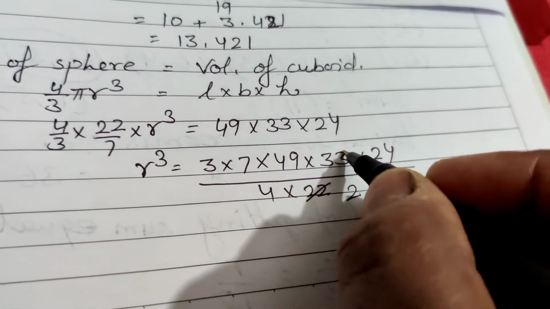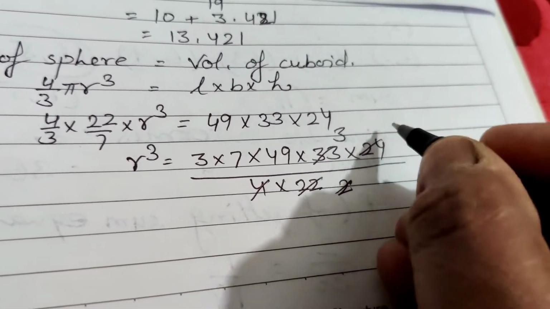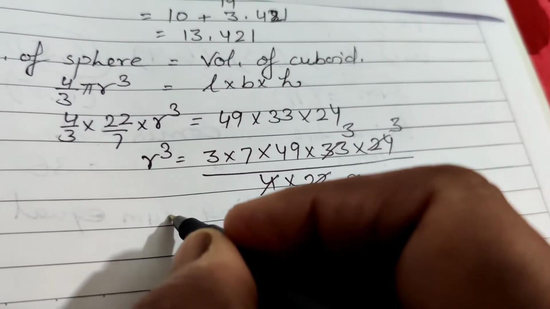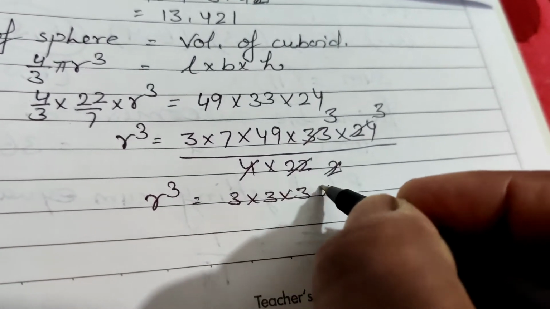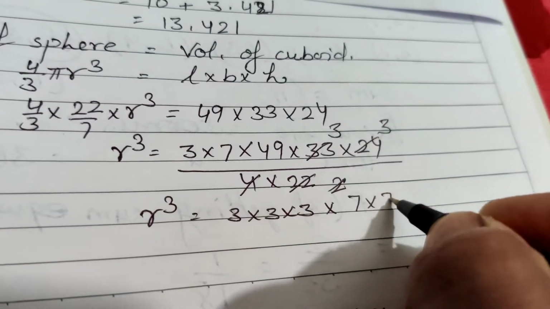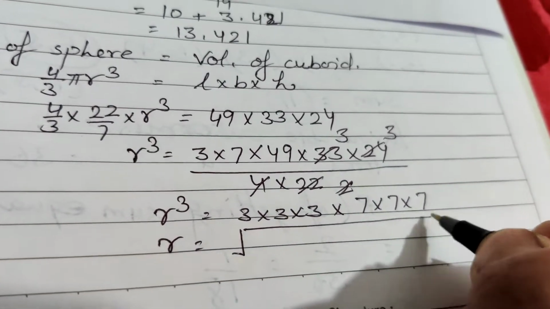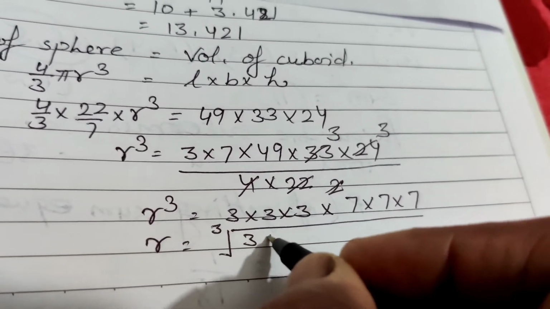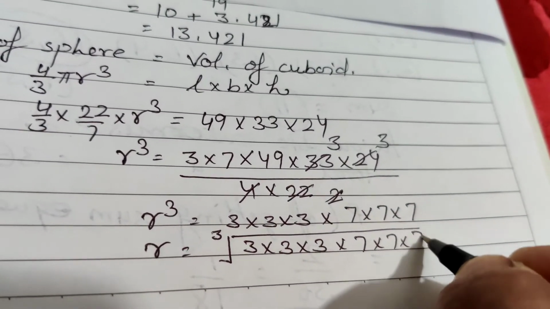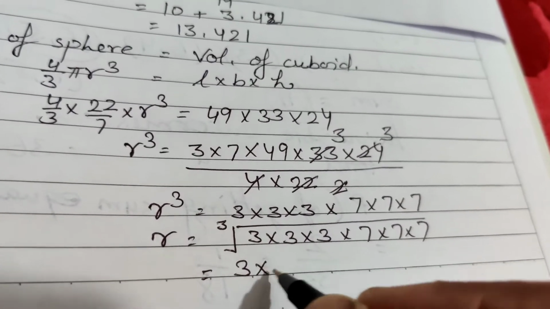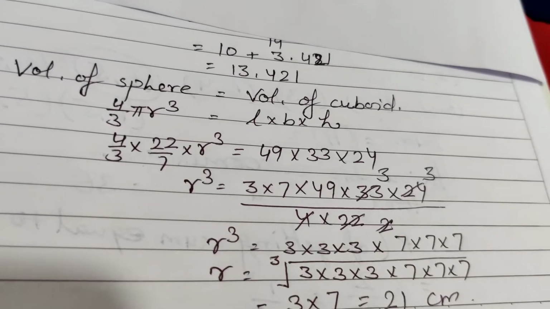Now divide by 11, cancel 11 with 11. Now 4 into 2, 8, 8 into 3. So we get r cube equal to 3 into 3 into 3 and 7 into 49, that is 7 into 7 into 7. Now cube root of this, we get 3 into 7, 21 centimeter. This is the radius of the sphere.